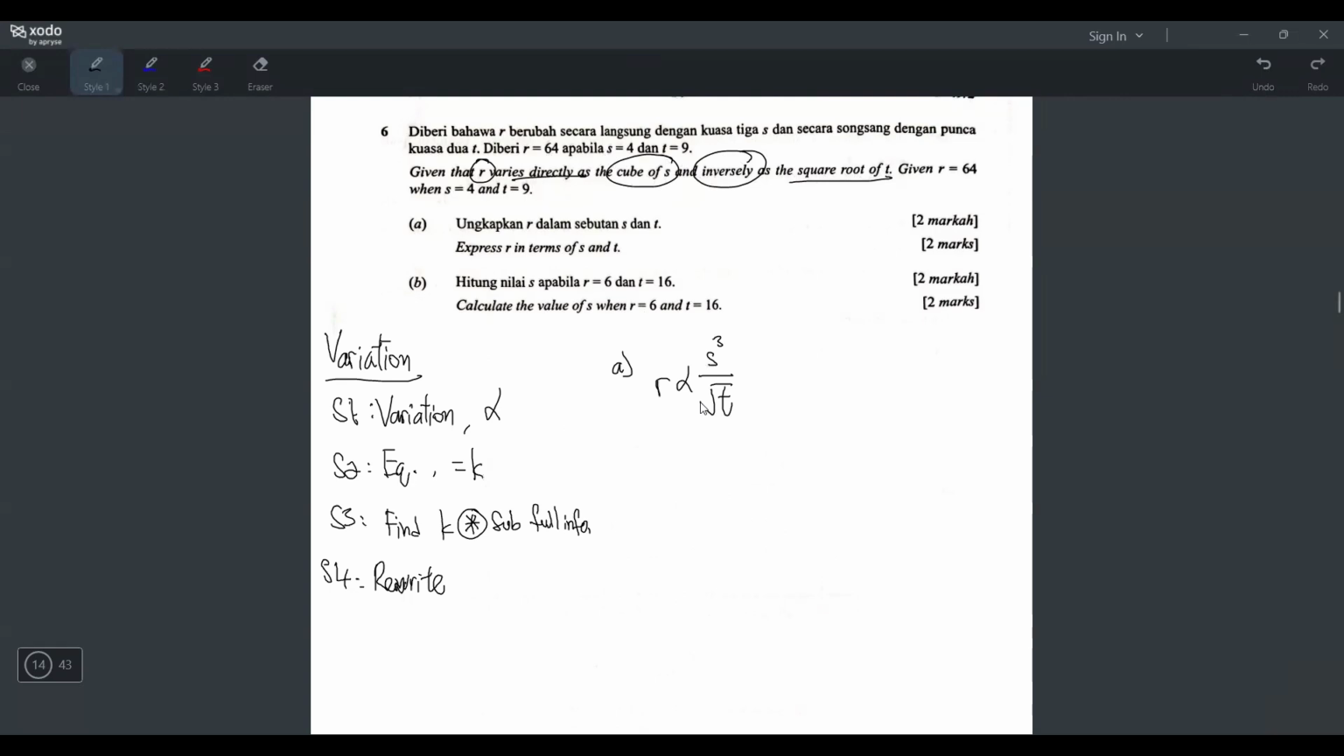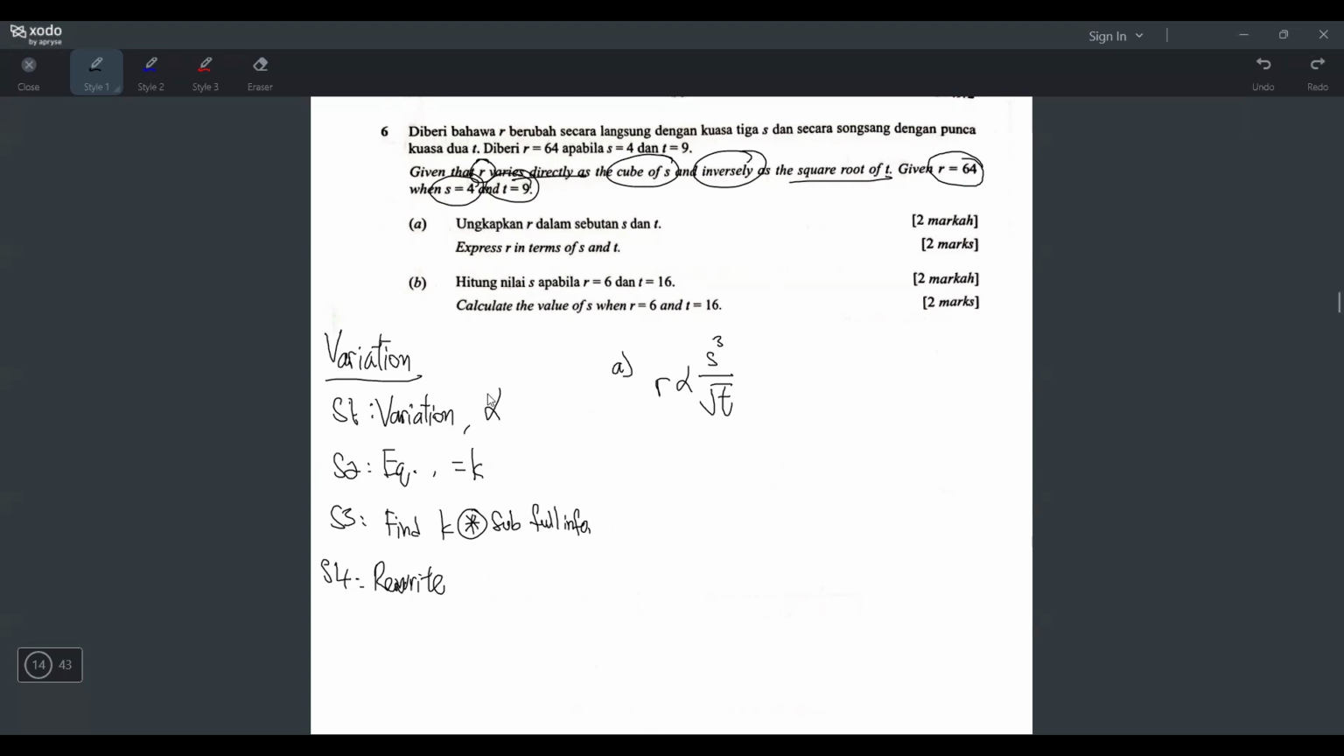Now step 1 is done. Can you tell me why they give me r = 64, s = 4, t = 9? Why did they give r, s and t? For you to do step 3. Because step 3 is to find k, you have to sub full information. It means they give you r, s, t for you to sub in to find k later. But not now. Now you have to do step 2 first.